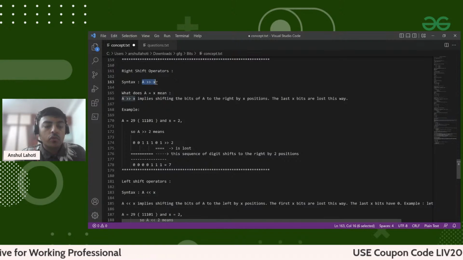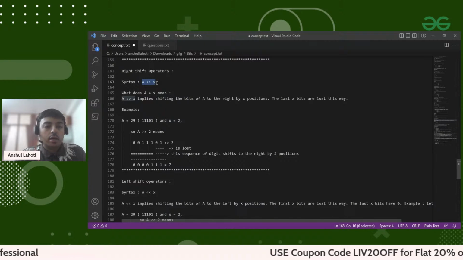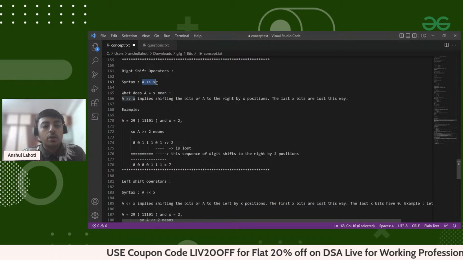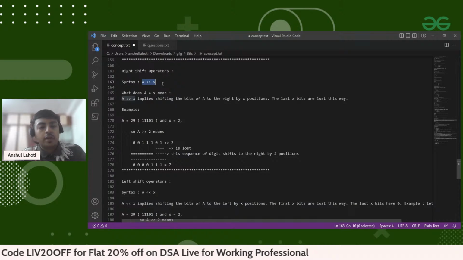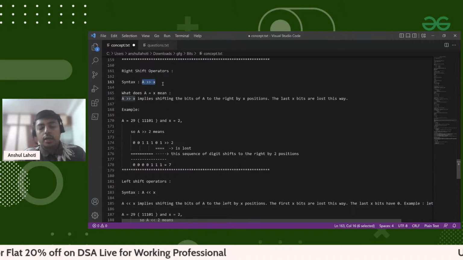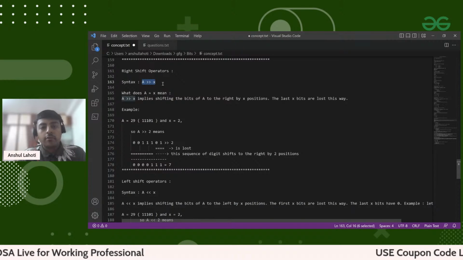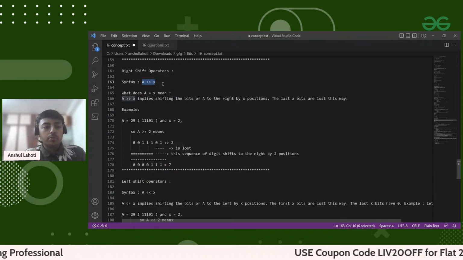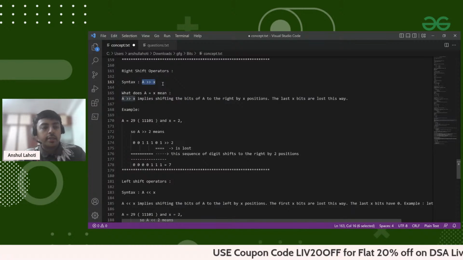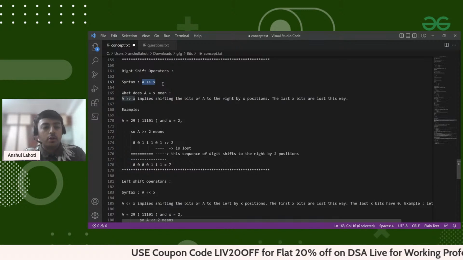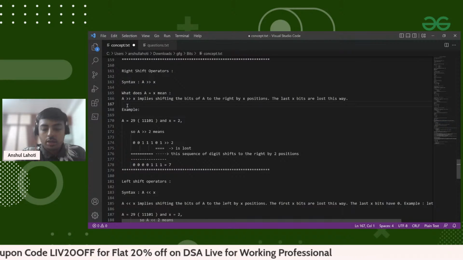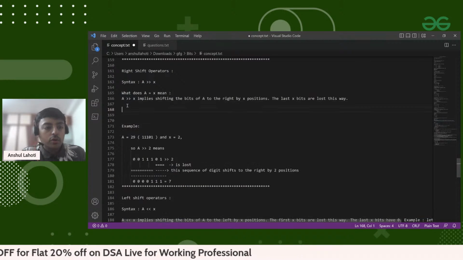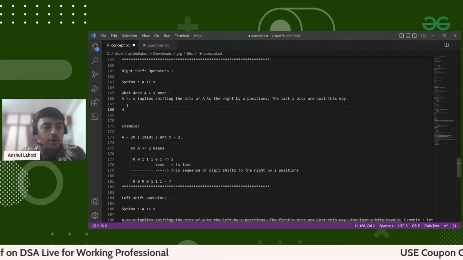So what does this imply? What does the right shift operator mean? Basically, it means shifting the bits of a to the right by x positions, and those bits which are in the last x places will be lost. So we will take a simple example here, so it will be easier and more visible to you what right shift means.